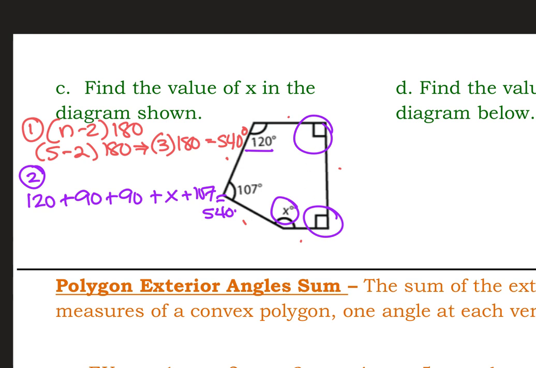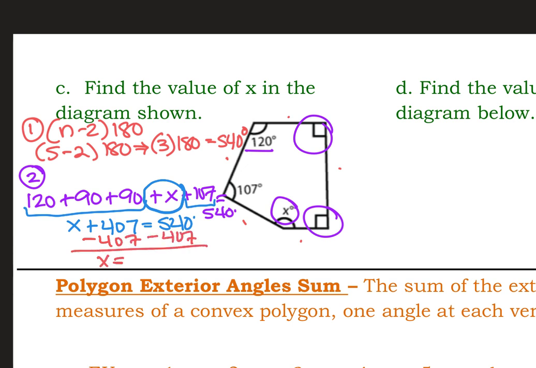All right, so let's add like terms. I'm going to add 120, 90, and 90, but also the 107. When I add those together, I'm going to get 407. The x was the only x, right? We're just combining like terms. All of this equals 540. All right, to get the x by itself, we're going to subtract the 407.